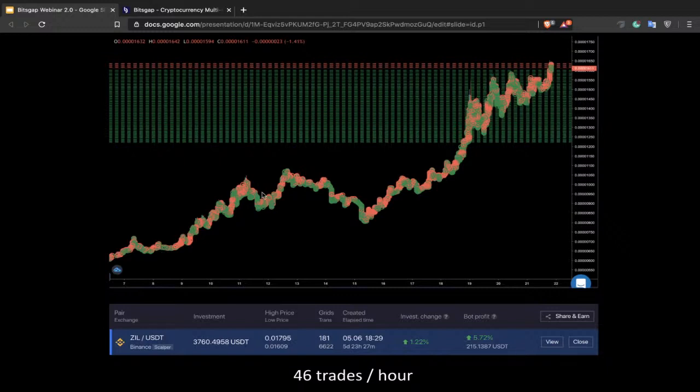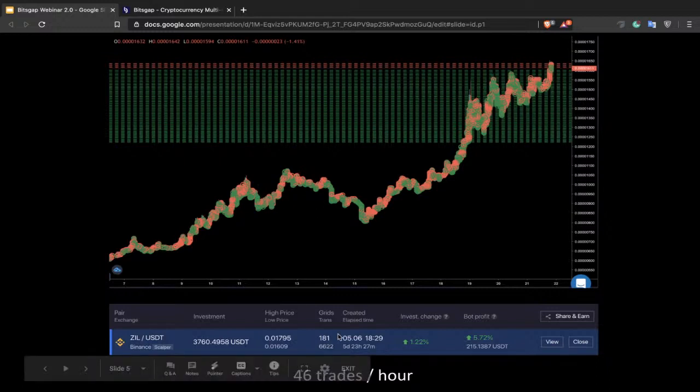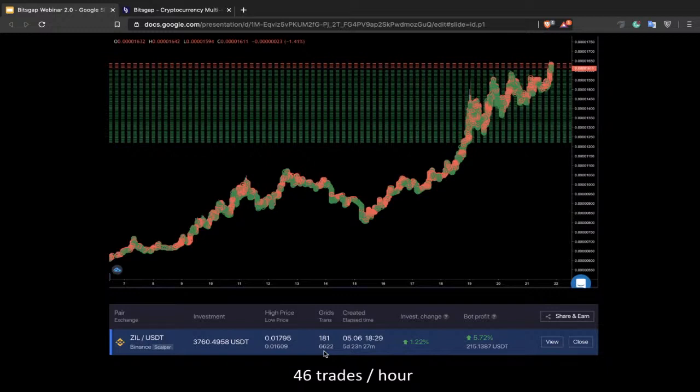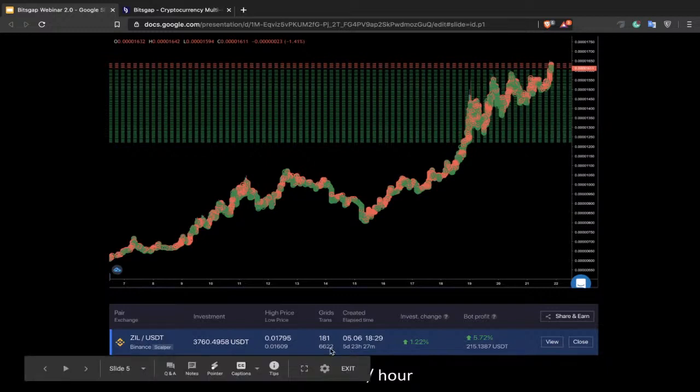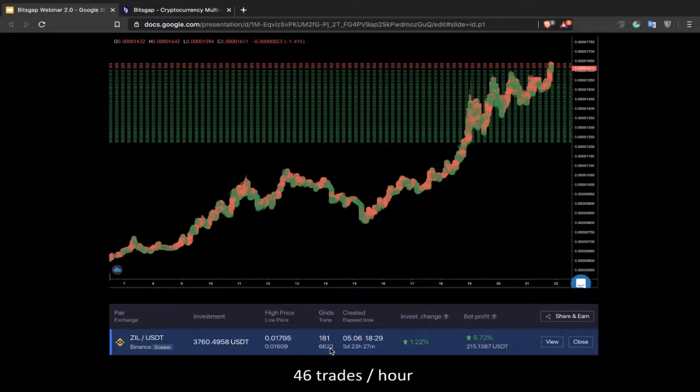All right, and we see that for only the period of 5 days and 23 hours of elapsed time, we had in total 6,622 trades executed by the bot. So if we divide the elapsed time by the number of trades, that's 46 trades per hour. That's an insane amount of trades per hour without any rest. So ask yourself, are you capable of achieving that amount of trades manually without any rest 24/7? I think the answer is obvious.